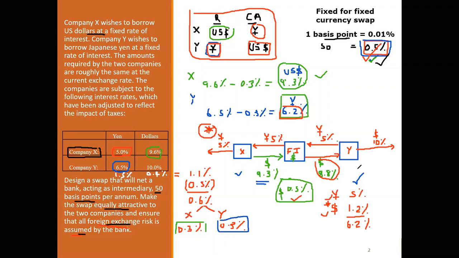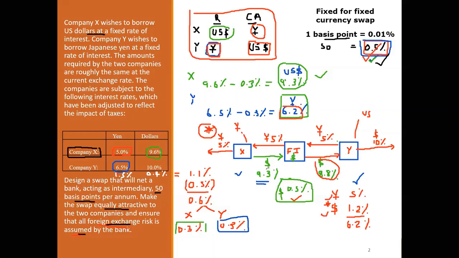So how would the principal flow in here? I do not have the previous design of the swap, but normally X will have a borrowing in yen and Y will have a borrowing in US dollars. Why? X has a comparative advantage in yen and Y has a comparative advantage in US dollars. So Y will borrow in US dollars and X will borrow in yen. But what they need is the opposite. So how will the principal flow?